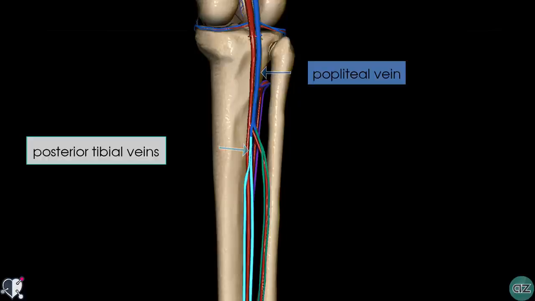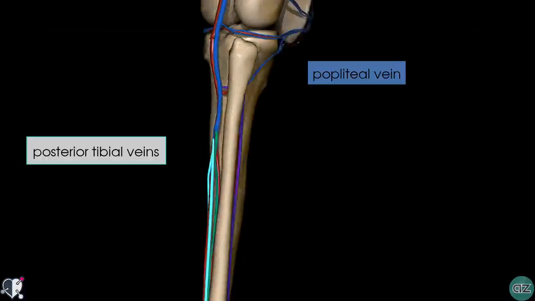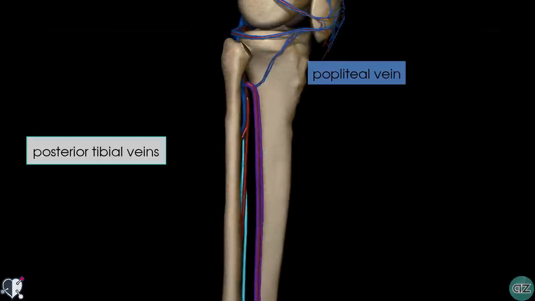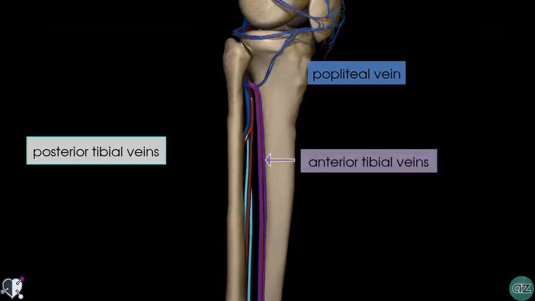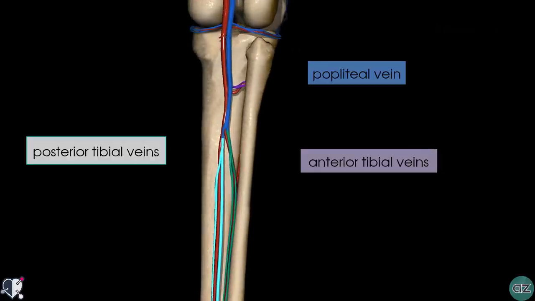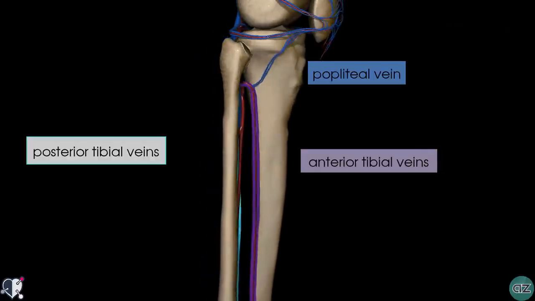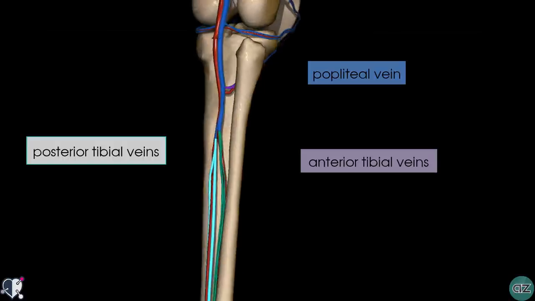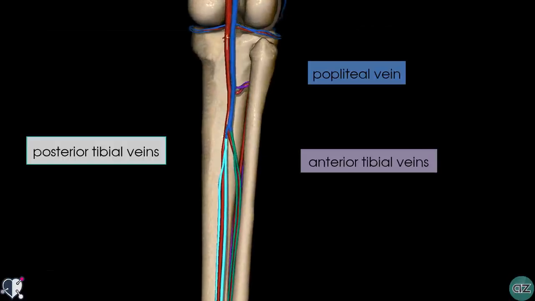And if I rotate the model anteriorly, you can see the anterior tibial veins, which I highlighted in the purple colour, draining into the popliteal vein. So it passes from this anterior compartment to the posterior compartment and drains into the popliteal vein.